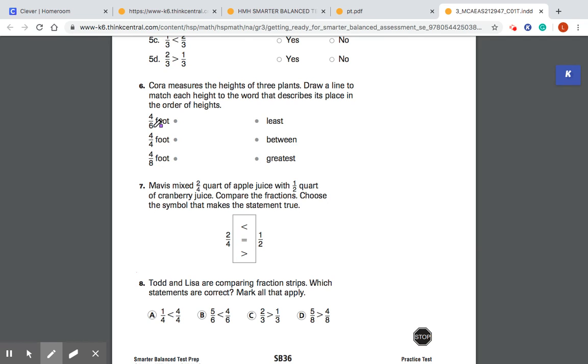Why is that? I like to say, would you rather share with 8 people, 4 people, or 6 people? I'd rather share with 4 because you're going to get a greater piece. If you have to share with 8 people, you're going to have to cut it into more pieces to give it to each other for an equal amount. So another strategy would just be to draw it out in a rectangle and color it in to see which one is greater.